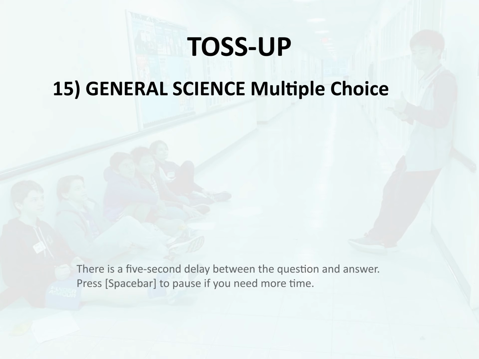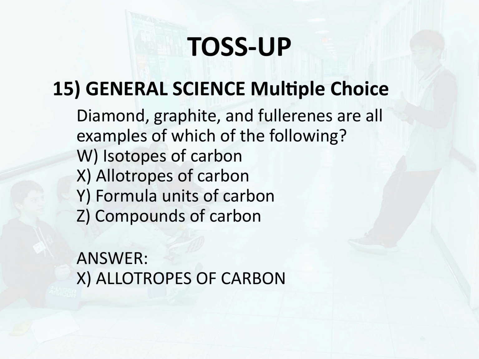Toss-up 15. General science. Multiple choice. Diamond, graphite, and fullerenes are all examples of which of the following? W. Isotopes of carbon, X. Allotropes of carbon, Y. Formula units of carbon, Z. Compounds of carbon. Answer, X. Allotropes of carbon.